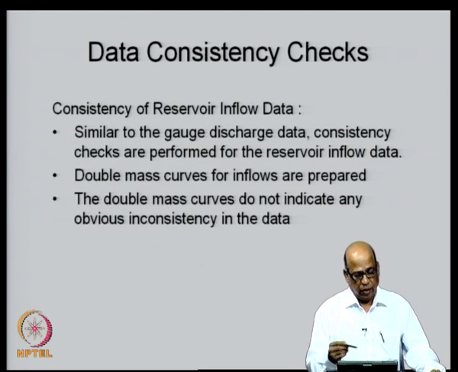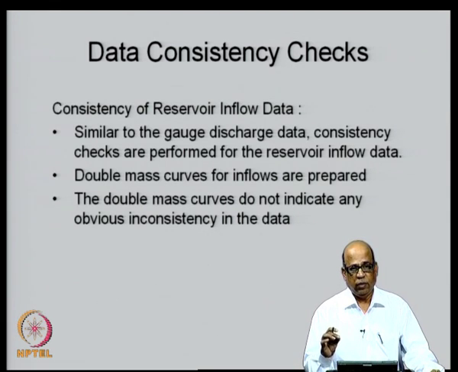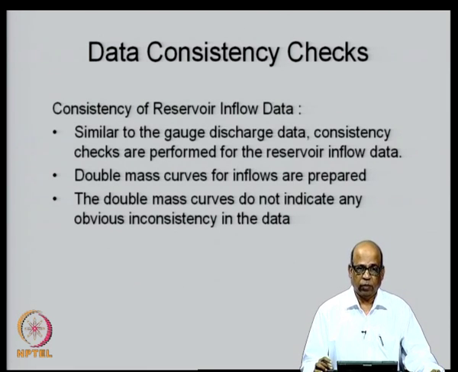Then we do the data consistency checks. I am now talking about the reservoir inflow. Similar to the gauge discharge data, we examine the data consistency of the reservoir flows. So, what do we do? First, you look at a particular reservoir, and then look at all the upstream gauges, including the upstream reservoirs, and then see whether the data that is recorded at this particular location is in fact consistent with the data that is recorded at the upstream points.